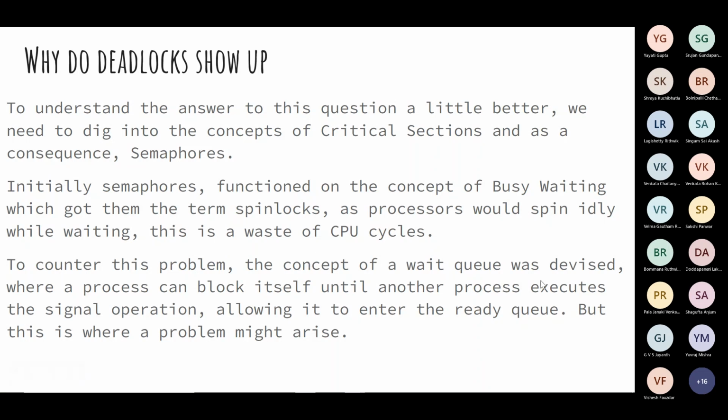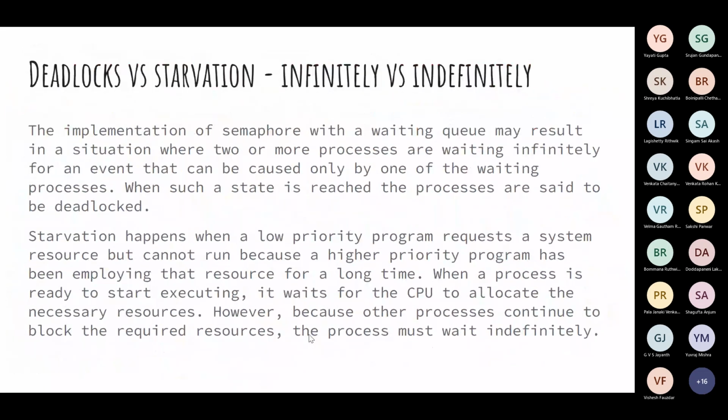To counter this, we had the concept of the wait queue, where a process can block itself and then it has to wait for another process to give the signal operation. But there's a problem here. That problem is how deadlocks show up. So, deadlocks and starvation.